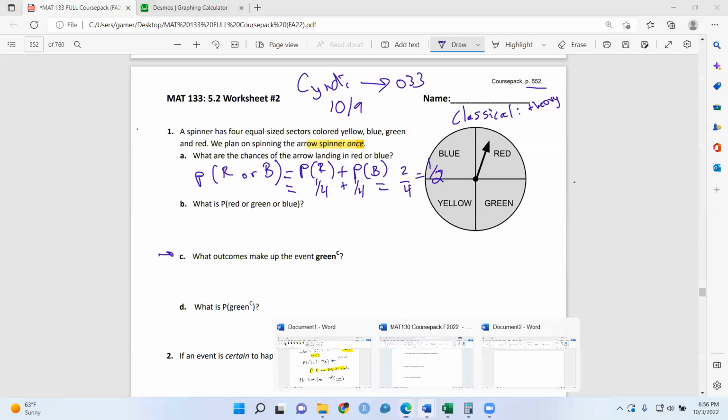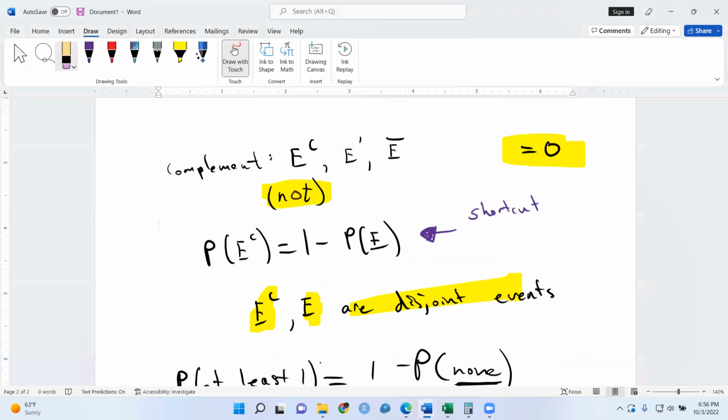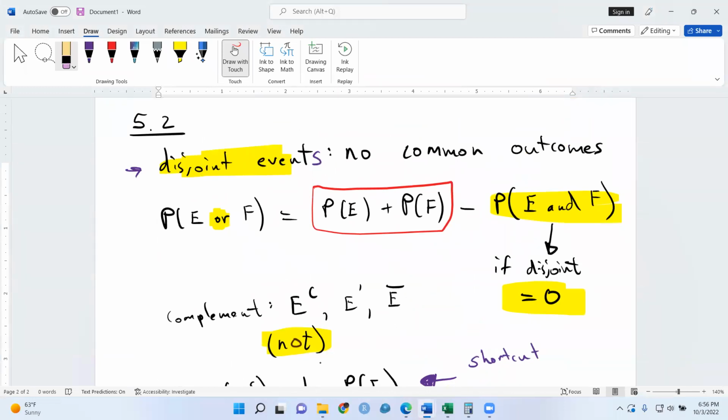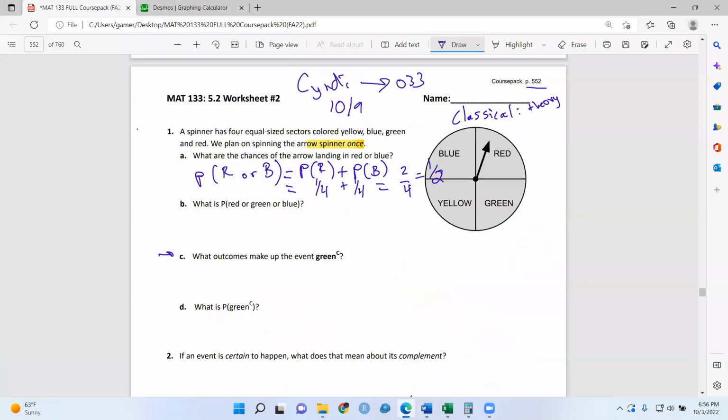So what we're doing here is we're applying this formula right here. We're saying if we're asking between 2 events, add them together, provided they're disjoint. So maybe we need to go back and ask ourselves, are these outcomes disjoint? So here's how you tell. Can the spinner land on red and blue at the same time? No. So they're disjoint. It can only be one of these four colors anytime you spin it. So that means it's appropriate what we did to just add the probability of each individual item together to get the chance that either or happens.